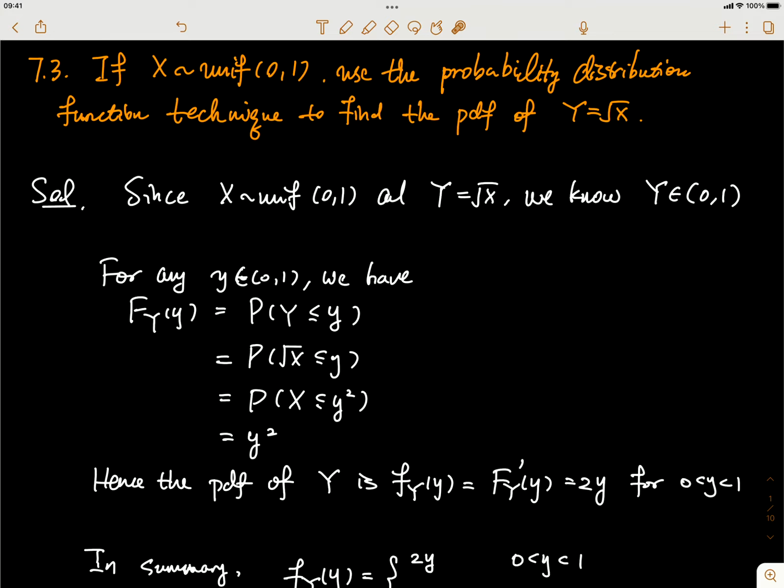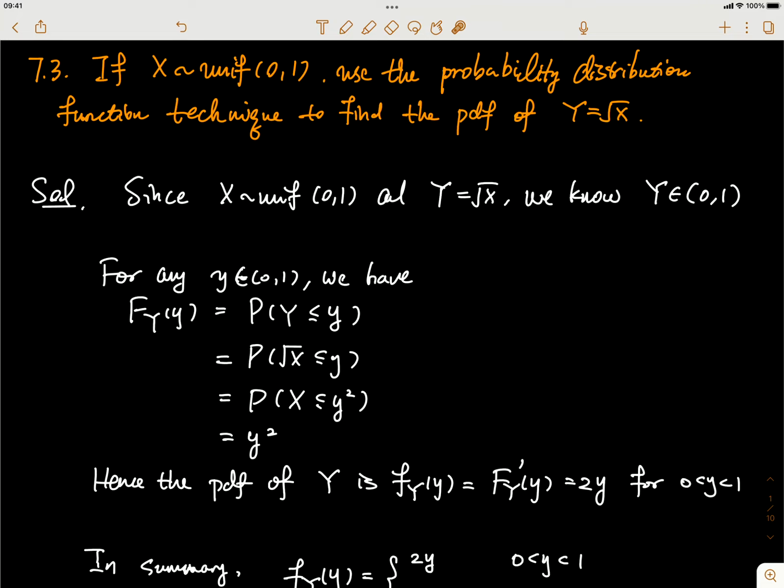Okay, we first look at problem 7.3. The question says that there is a uniform random variable x, uniform between 0 and 1. And we want to use the probability distribution function method, or technique, to find the PDF, the probability density function, of y equals the square root of x.